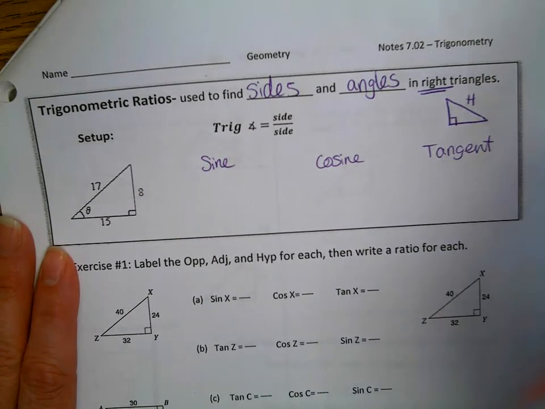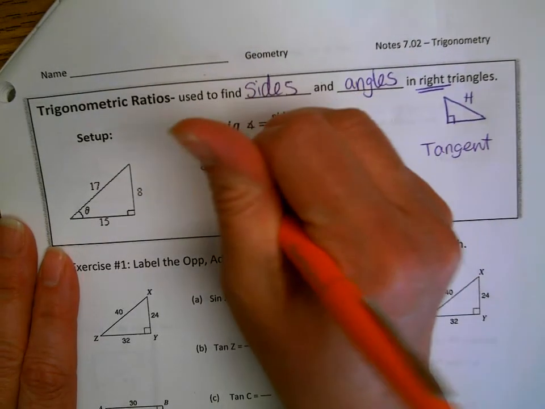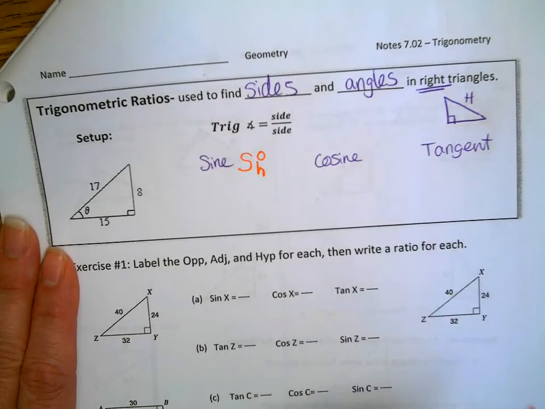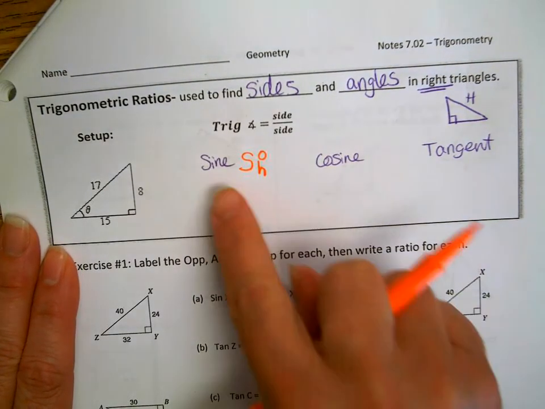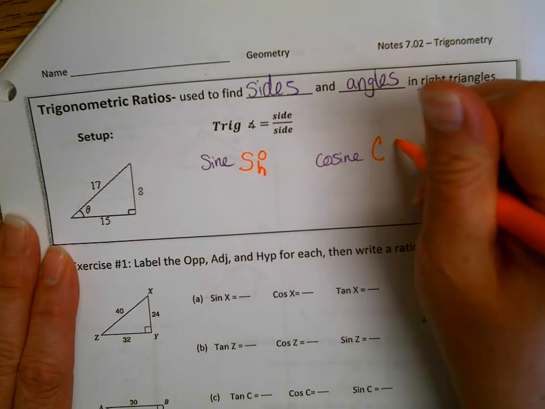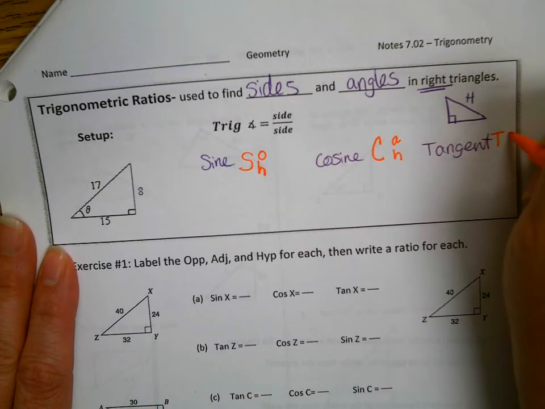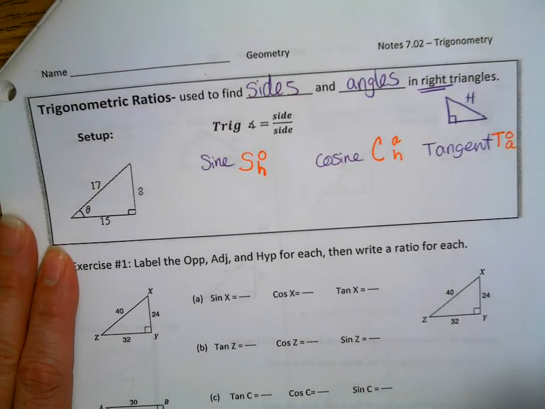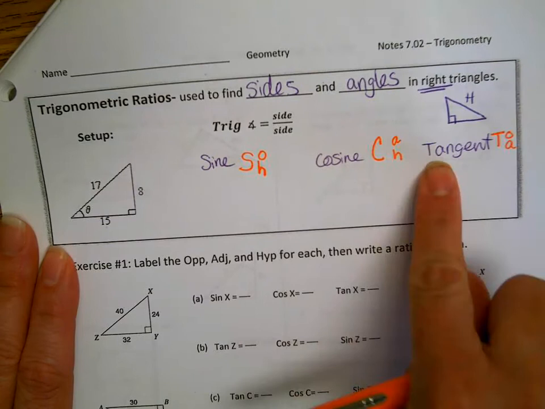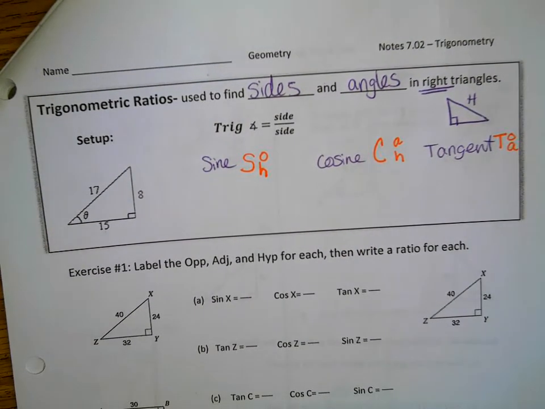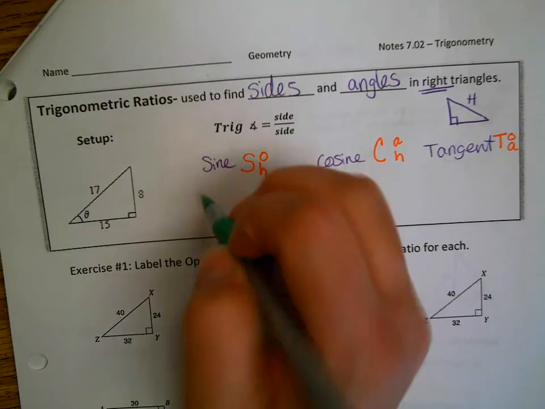And the acronym reads SOH, S-O-H. And I like to write it as a little fraction like that. So, CAH, C-A-H, and TOA, T-O-A. So, SOH CAH TOA. And how that works itself out is it looks something like this.